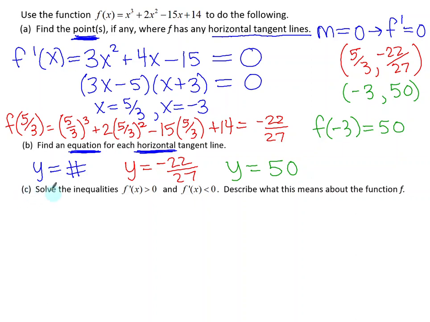Part C, solve the inequalities f prime of x is greater than 0 and f prime of x is less than 0. Describe what this means about the function f. We already have taken the derivative, which is 3x squared plus 4x minus 15. Where is it greater than 0? Well, again, we start with its factors, like when we were trying to solve where the derivative equals 0.